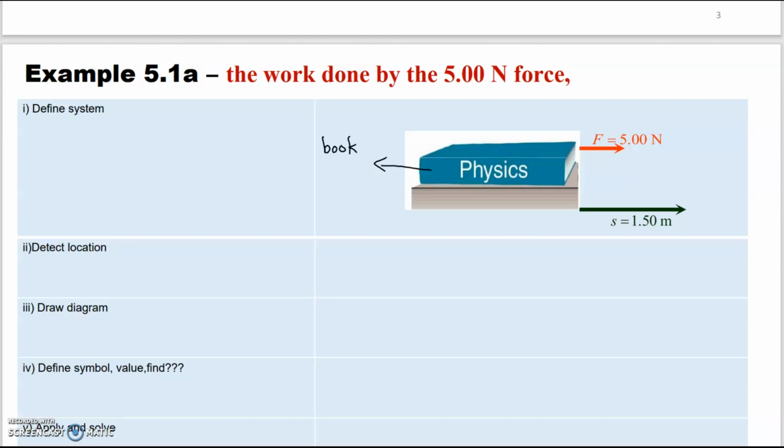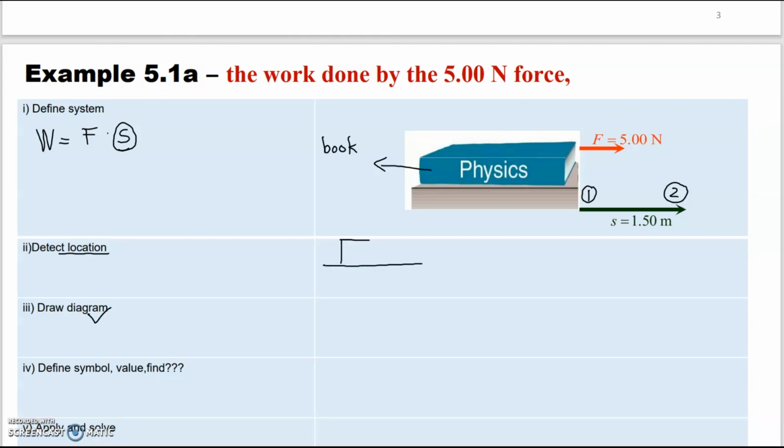Okay, so next is detect location. Why is it so important for this chapter? Location, because we have the formula of work done equal to F dot S, where F is an external force and S is the displacement. So here is the location. From the first until the second point is our displacement. Next we are going to draw the diagram.